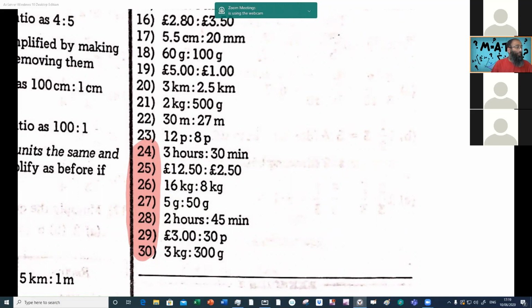3 hours 30, 12 pound 50, 2 pound 50, 16 kilograms, 8 kilograms, and so on. Just quickly copy out those questions from 24 to 30, and I'm going to do some more questions. Put your hand up now if you'd like me to do some more examples.